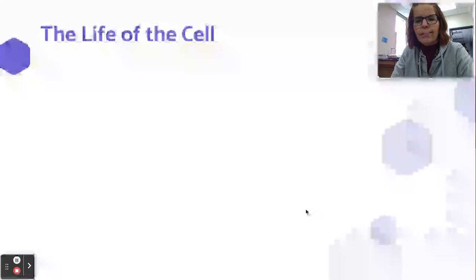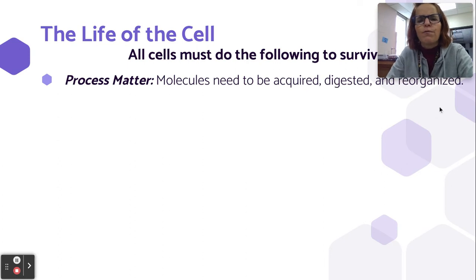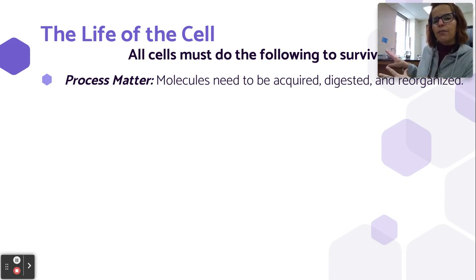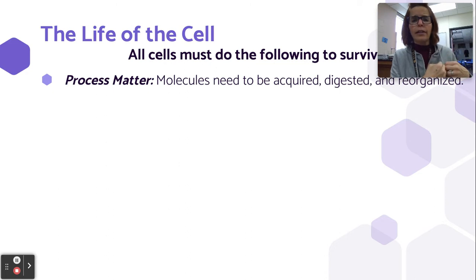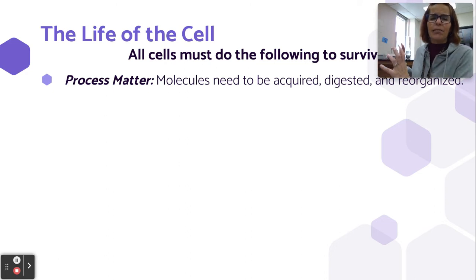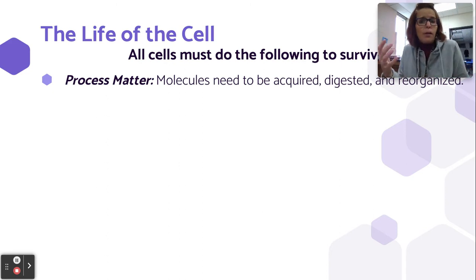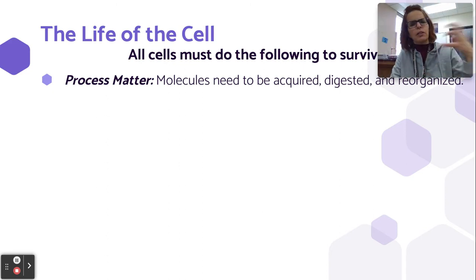All right, moving on. All cells must do the following to survive. They must process matter. So molecules need to be acquired, and you acquire molecules through eating, through absorption, through breathing. Those are all examples of ways to acquire molecules. Those molecules need to be digested or broken down, and then we reorganize them. So if I take in carbon, hydrogen, oxygen, I can build carbohydrates and lipids. But if I don't acquire nitrogen, then I can't build nucleic acids or amino acids. And so that's a problem. So it's important that those molecules be acquired.